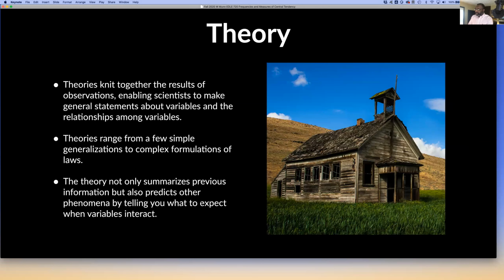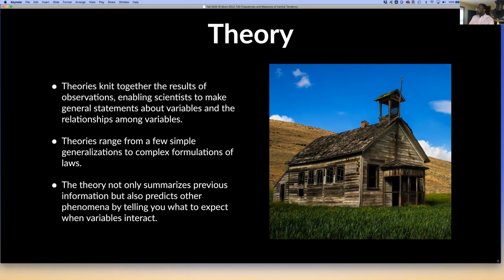Theories range from a few simple generalizations to complex formalizations of laws. They not only summarize previous information, but also predict other phenomena by telling you what to expect when other variables interact.